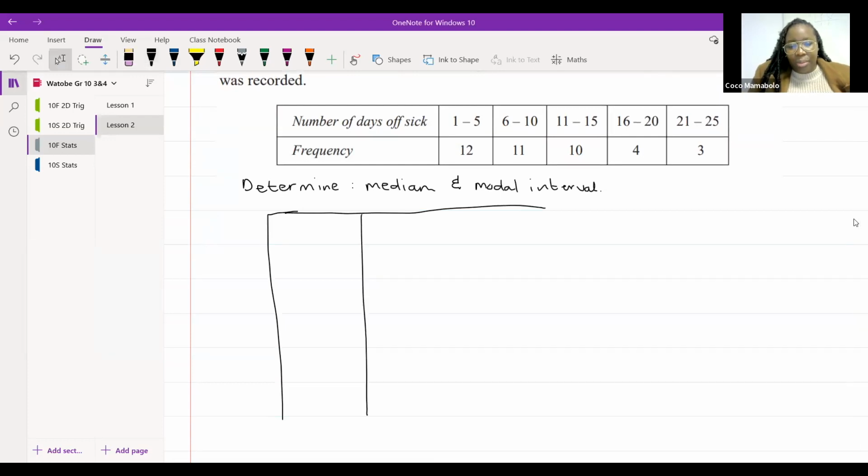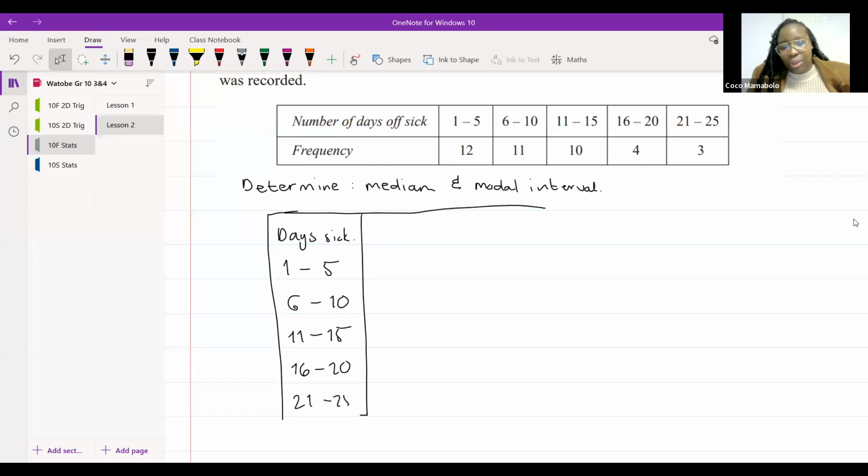Okay, so I'm going to put my intervals here. I'm going to say here, days sick, and then I'm going to go 1 to 5, 6 to 10, 11 to 15, 16 to 20, 21 to 25. And then my frequency, they've already given me my frequency. So I know that this is F for frequency. So this is 12, this is 11, this is 10, this is 4, and this is 3.